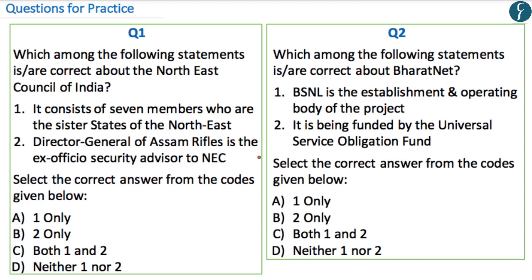Now question number 2 reads, which among the following statements is correct about BharatNet? The first statement reads, BSNL is the establishment and operating body of the project. The second statement reads, it is being funded by the Universal Service Obligation Fund. And what you need to do is pause this video, solve both of these questions, and wait for 5 seconds for the correct answer.